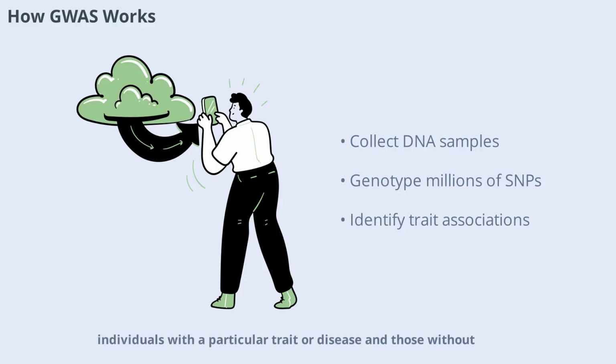The process of a GWAS begins with collecting DNA samples from two groups: individuals with a particular trait or disease and those without. Researchers then use genotyping arrays to scan millions of single nucleotide polymorphisms, or SNPs, across the genome. Statistical analyses are performed to identify SNPs that occur more frequently in one group than the other. These SNPs are considered associated with the trait, providing clues about the underlying genetic architecture.